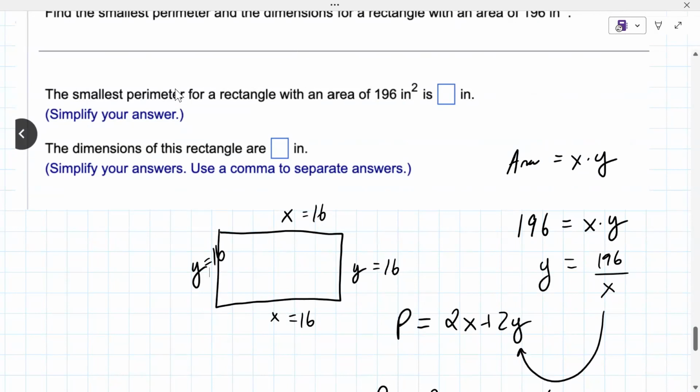So the smallest perimeter, the perimeter is a walk around. If you walk all the way around this, what would the perimeter be? It's 28. That's only going halfway around. You've got to keep going. 28 plus 28 is 56. Yeah, we're good. The dimensions of this rectangle are 14 by 14.